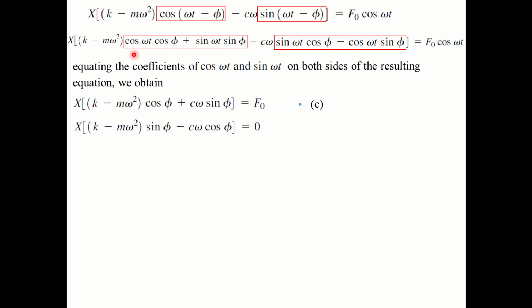Next equation is this, multiplied to here. X (k minus m omega square) sin pi, sin omega t I have taken outside. Next, minus c omega cos pi, sin omega t I have taken common outside. If I bring it this side, it will become 0. Since it is 0, I will call this equation D. Once again I will explain how these two terms come. In this equation you have to equate cos omega t and sin omega t. Where is the cos omega t?